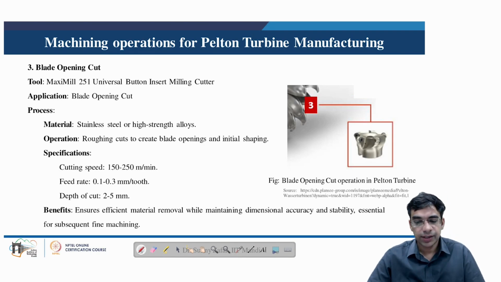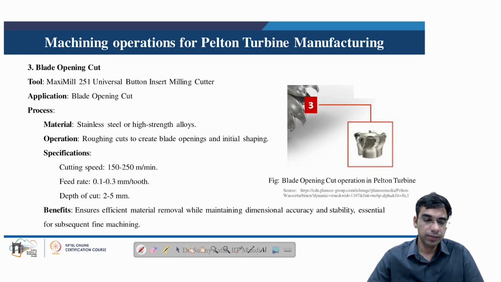So in the next process, we use the machining operation to develop the blade opening cut. So we can see various cuts on the blade. So this opening cut is developed using a MaxiMill universal button milling insert cutter, where the blade opening cut is developed. So the process involves, again, the same materials which are used for the buckets, which is stainless steel or high strength alloy steel. Operation involves rough cuts to create blade opening and initial shaping.